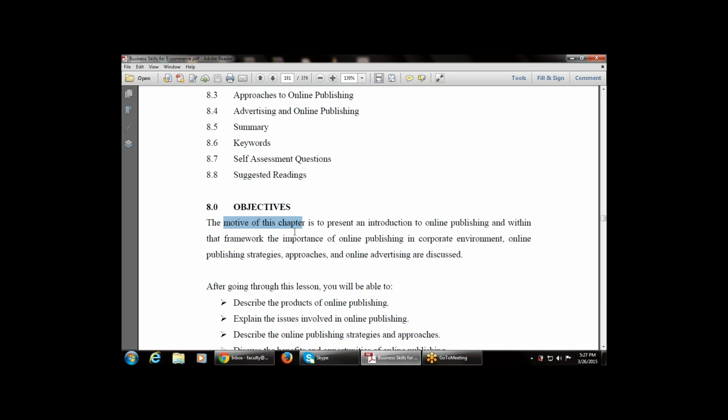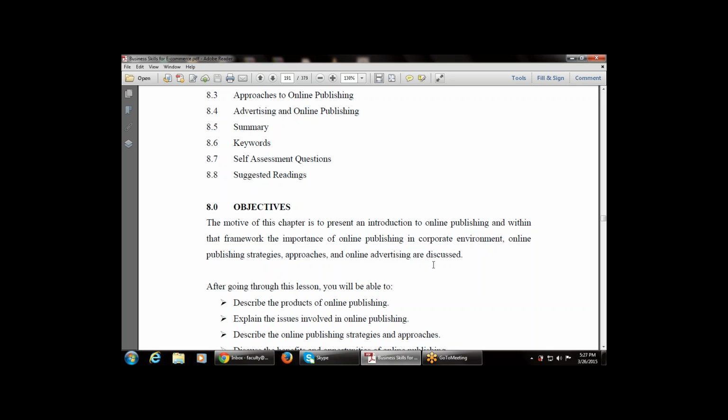So let's start with the objective. The main motive of this chapter is to present an introduction to online publishing, that is, how to publish online, and within that framework, the importance of online publishing in the corporate environment. Online publishing strategies, approaches and online advertising are discussed. So this is the objective of this chapter.